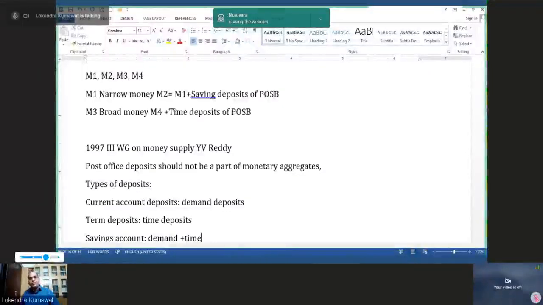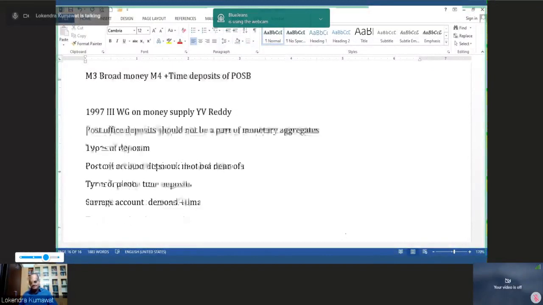Secondly, term deposits could be for 7 days, it could be for 5 years. So the third working group of the Reserve Bank suggested that we cannot treat all the time deposits equally. There is a difference in the motive of holding a 7-day deposit, 6-month deposit, 1-year deposit, and a longer maturity deposit. So they say we should bifurcate the term deposits into two categories: maturity up to 1 year and maturity more than 1 year. And that is the reason they suggested we should introduce another measure, NM2.